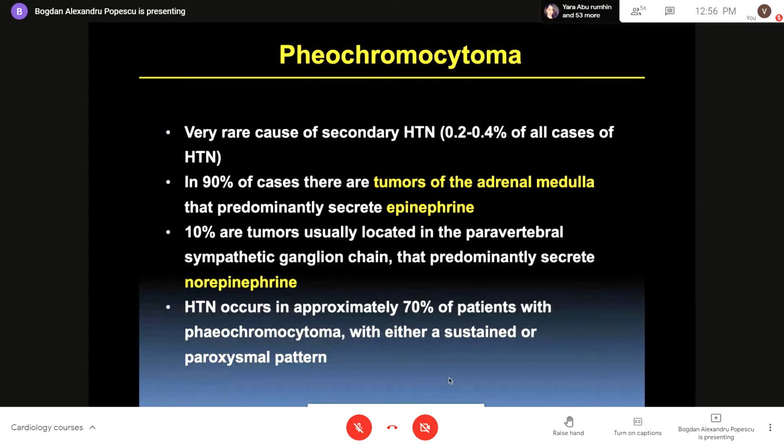and predominantly secrete epinephrine, okay, adrenaline, the paravertebral ganglion chain, and predominantly secrete norepinephrine. So hypertension occurs in approximately 70% of these patients who have pheochromocytoma, and when it occurs, it may present either as a sustained hypertension or as paroxysmal hypertension.